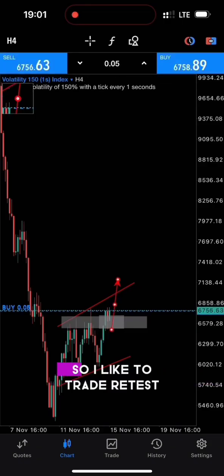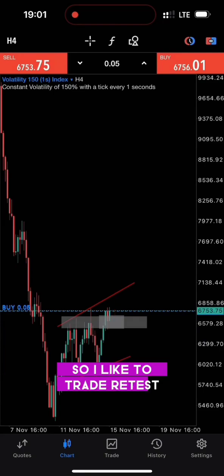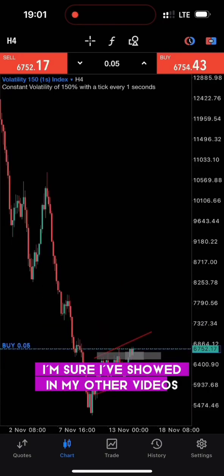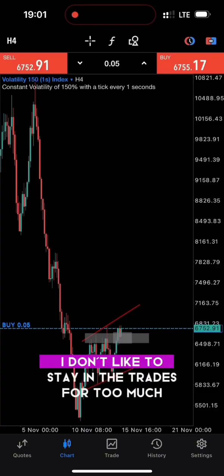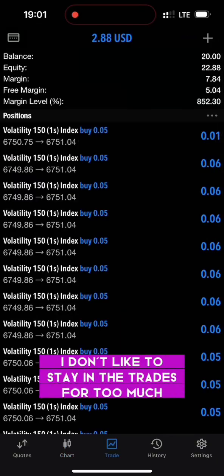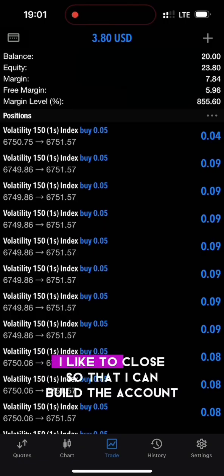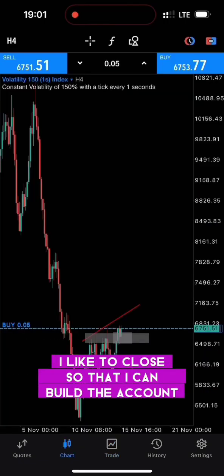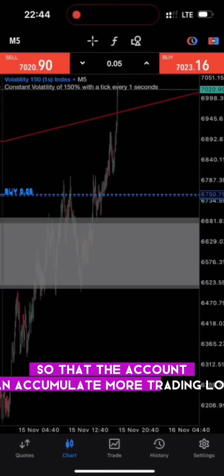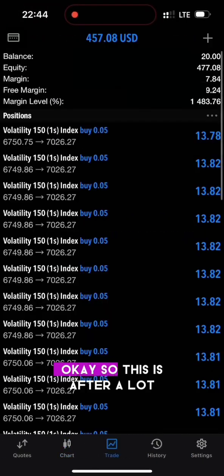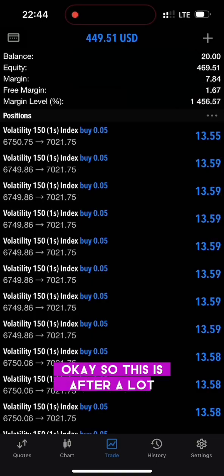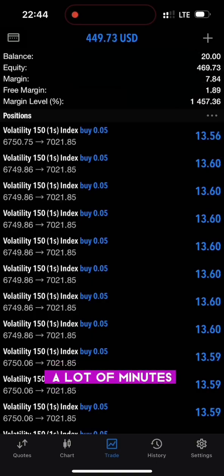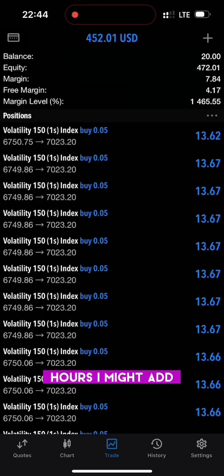Okay, so I like to trade retests. I'm sure I've shown you in my other videos. I like the retest. I don't like to stay in the trades for too long. When I get profit, I like to close so that I can build the account, so that the account can accumulate more trading lots. Okay, so this is after a lot of minutes, hours I might add.